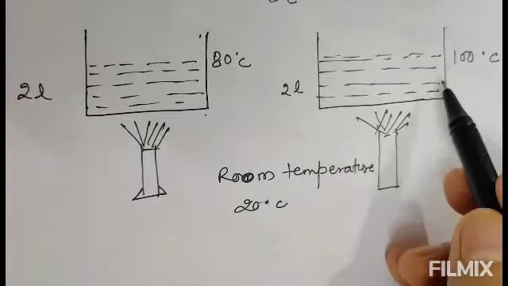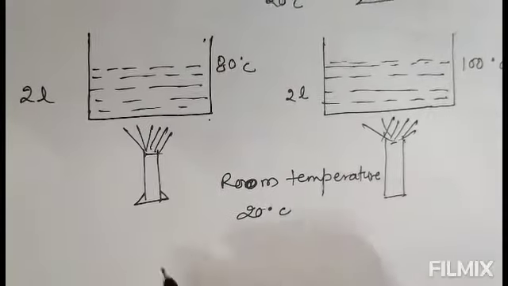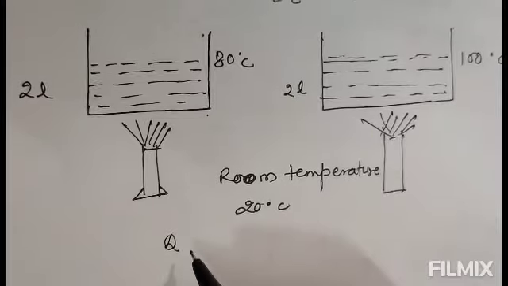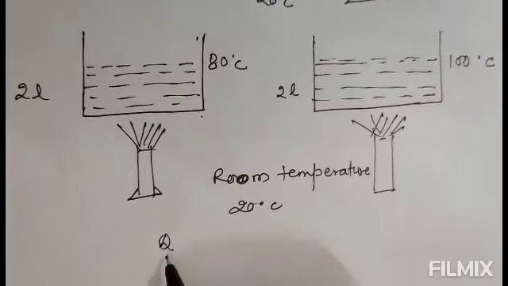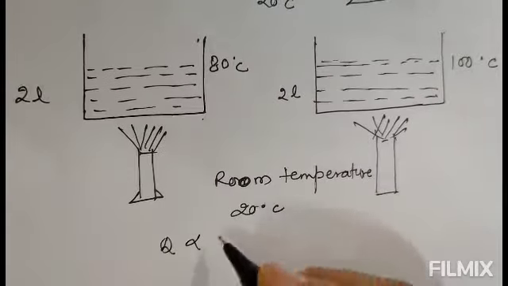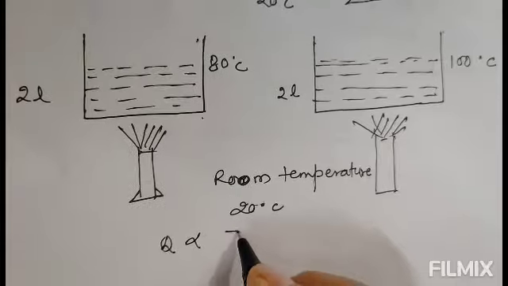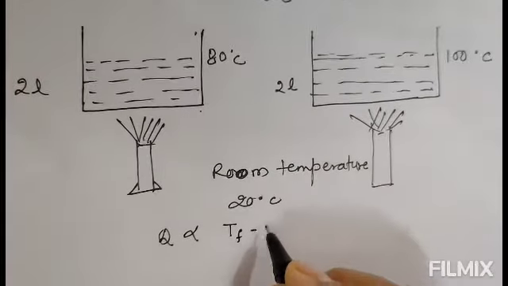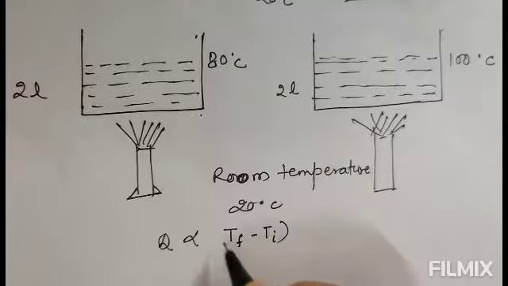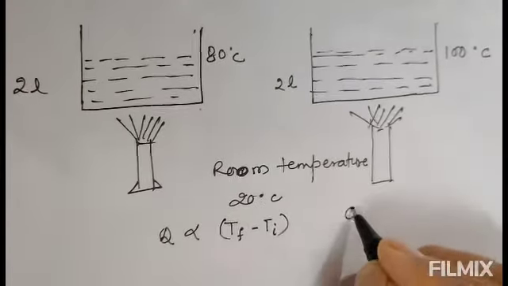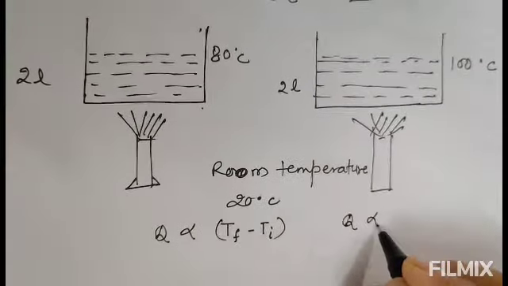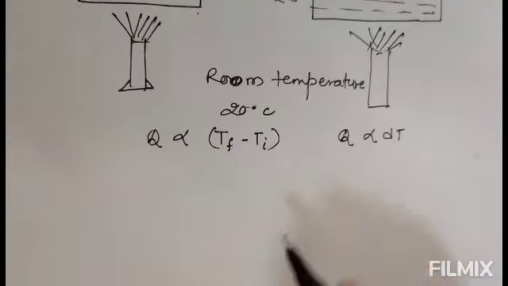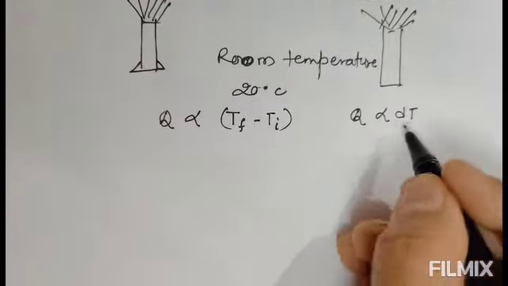So where we have to increase the temperature more, obviously there we will require more heat. That means you can say the heat is directly proportional to the difference in temperature, that is the final temperature minus initial temperature. Or you can say simply that Q is directly proportional to dT. If this change is very small, in such situation also Q is directly proportional to dT.